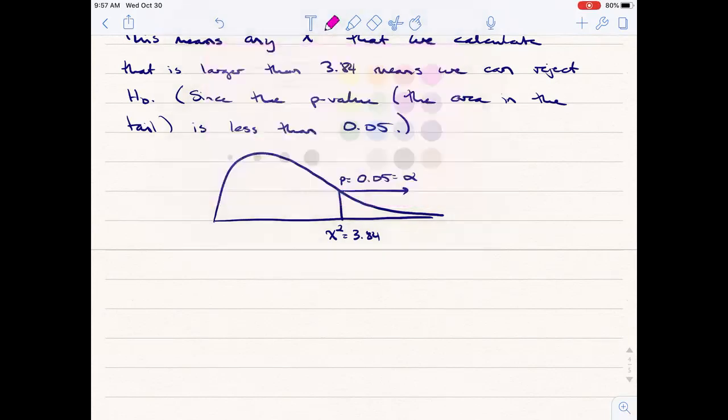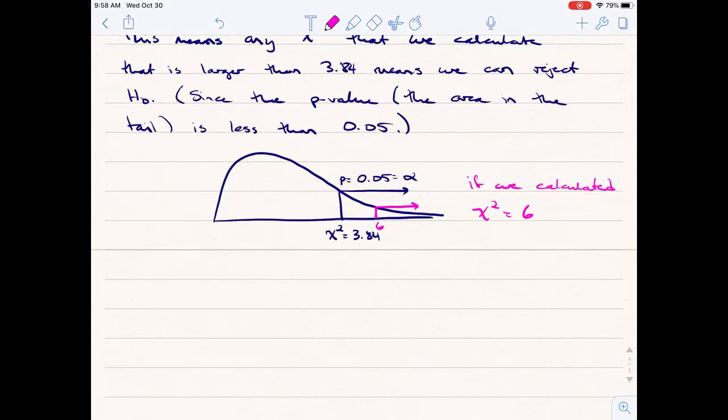If we're thinking about, okay, let's say we calculated chi-squared equals 6. 6 would be somewhere here. We're thinking of it as a number line. The area in the tail for 6, well, I don't really care what it is. I know that that's less than 0.05, because at 3.84, it was 0.05. We forced it to be 0.05, and so we use that fact.